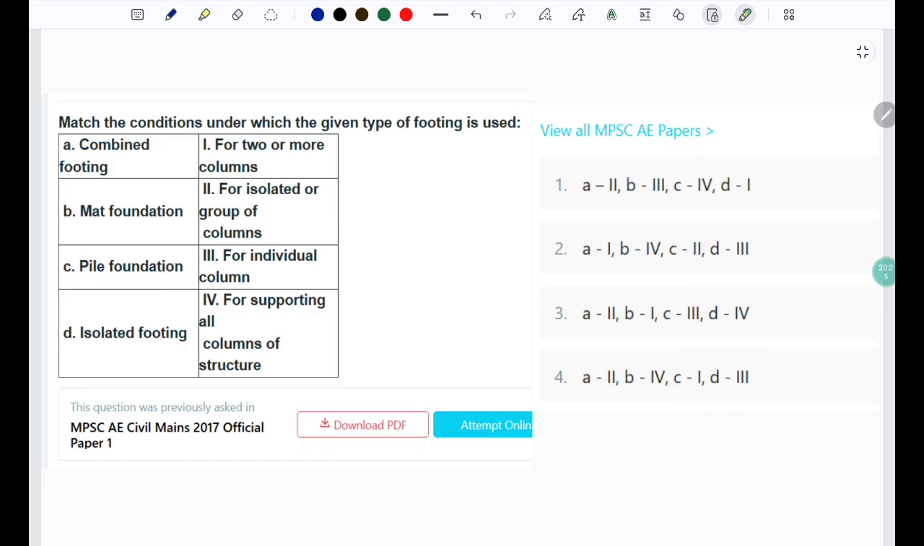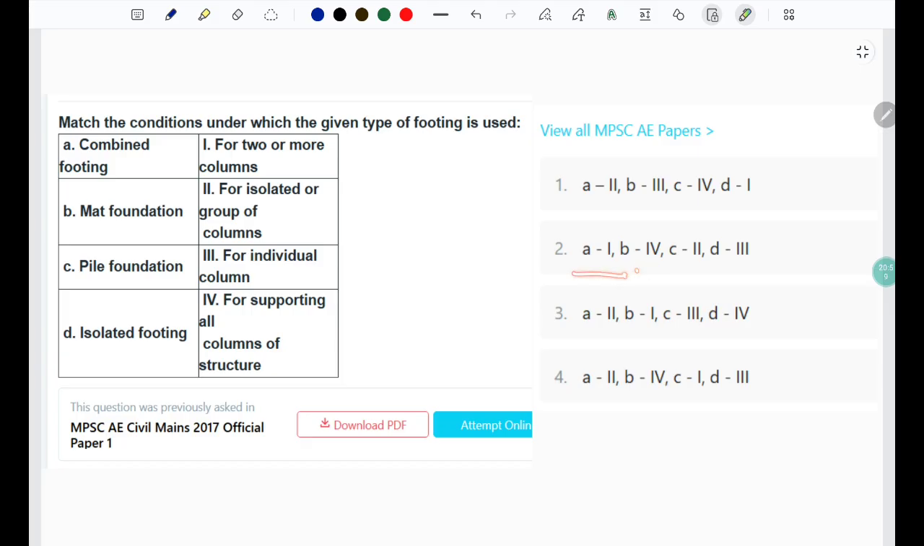Pile foundation will give for, let us see, mat foundation. Mat foundation will go with supporting all columns of the structure. So B will go with 4. B is 4 in this and B is 4 in this. Then we have A. Combined footing is for 2 or more columns, that is for sure. So A should go with 1.